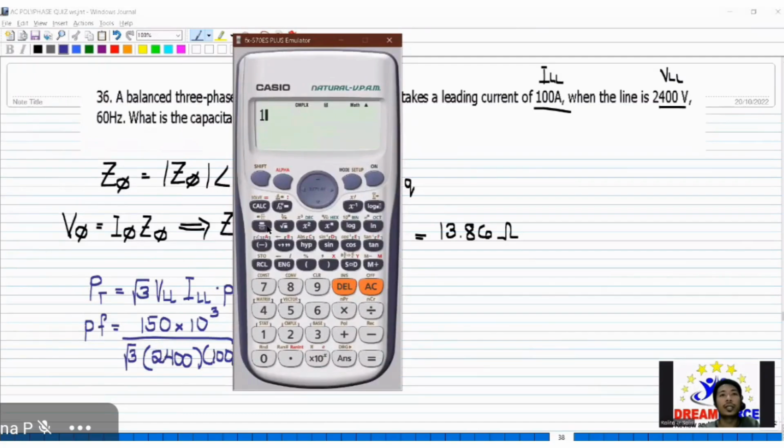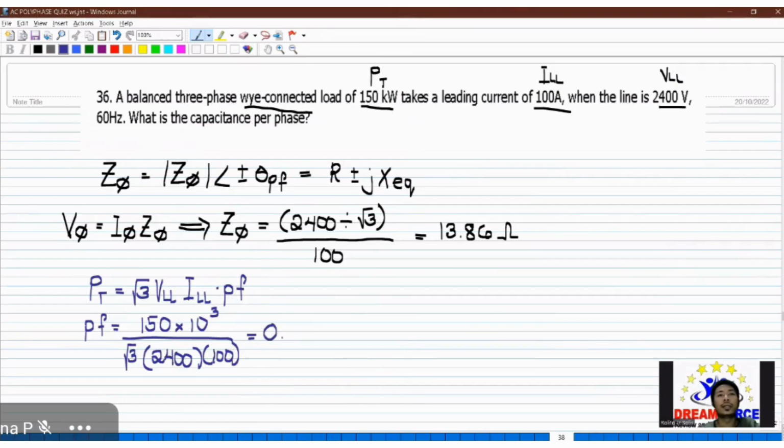Okay, so 150 times 10 raised to 3, then square root of 3, then 24, then 100. Okay, so 0.361. Leading naturally kasi binanggit naman sa problem. Okay, so kunin natin yung kanyang angle, power factor angle. So that is just the inverse cosine of your power factor or 0.361.